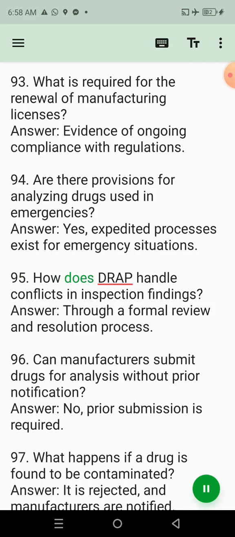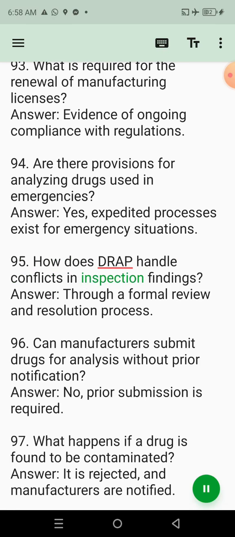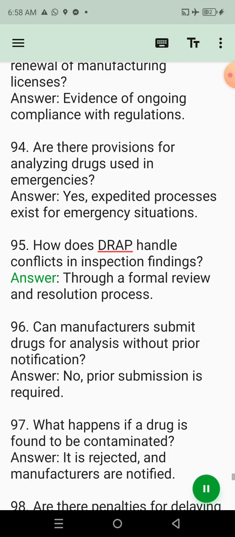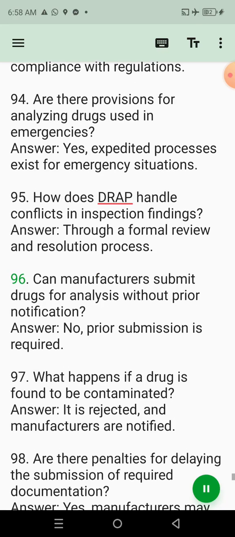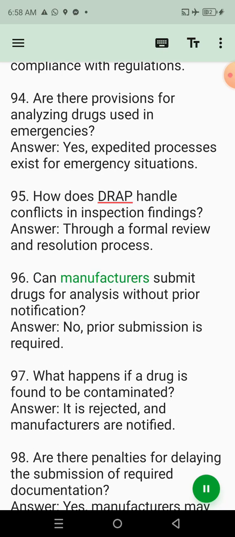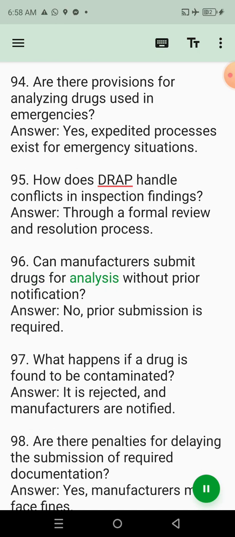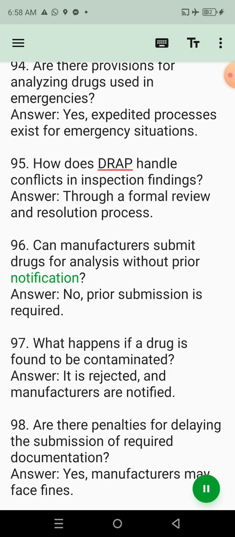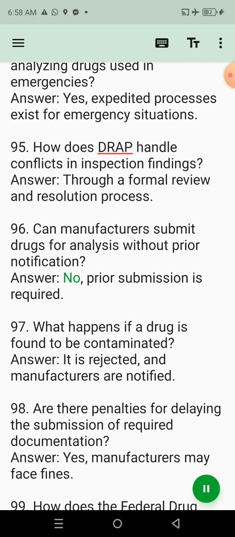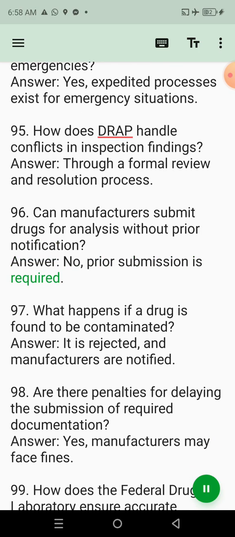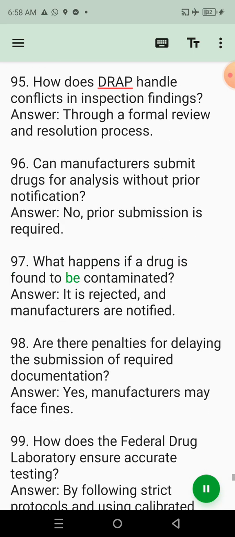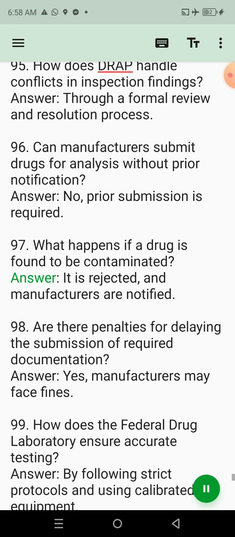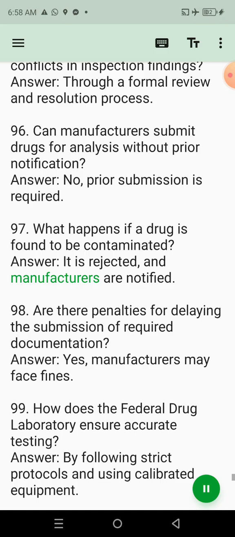95. How does DRAP handle conflicts in inspection findings? Answer: through a formal review and resolution process. 96. Can manufacturers submit drugs for analysis without prior notification? Answer: no, prior submission is required. 97. What happens if a drug is found to be contaminated? Answer: it is rejected, and manufacturers are notified.